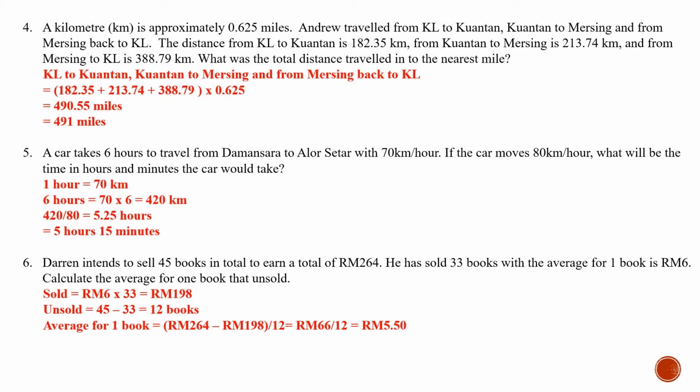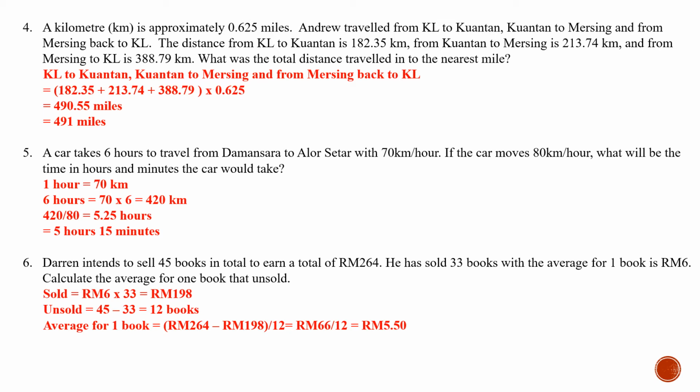All right? Moving forward. A car takes 6 hours to travel from Damansara to Alostra with 70 kilometers an hour. So 1 hour, it can go 70 kilometers. This is what I meant by writing out the information. If the car moves 80 kilometers an hour, what will be the time in hours and minutes? So you must change it into hours and minutes. Understand? Not just leave it in hours.